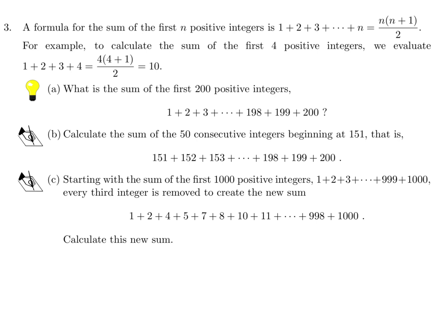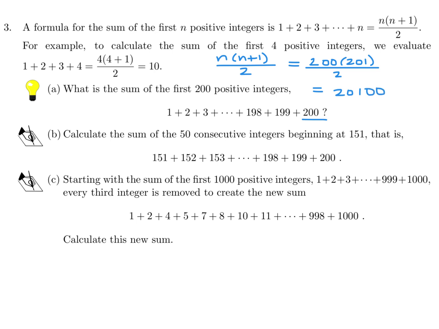A formula for the sum of the first n positive integers is 1 plus 2 plus 3 plus ... plus n is equal to n times n plus 1 over 2. For example, to calculate the sum of the first 4 positive integers, we evaluate 1 plus 2 plus 3 plus 4 is equal to 4 times 4 plus 1 all over 2, which is 10. What is the sum of the first 200 positive integers? Using that formula, n times n plus 1 all over 2, n in this case is 200, so it's going to be 200 times 201 all over 2, and that calculates to 20100. So pretty cool formula, right?